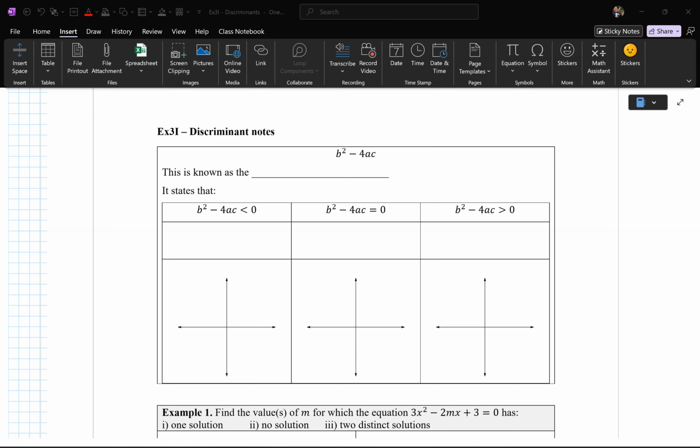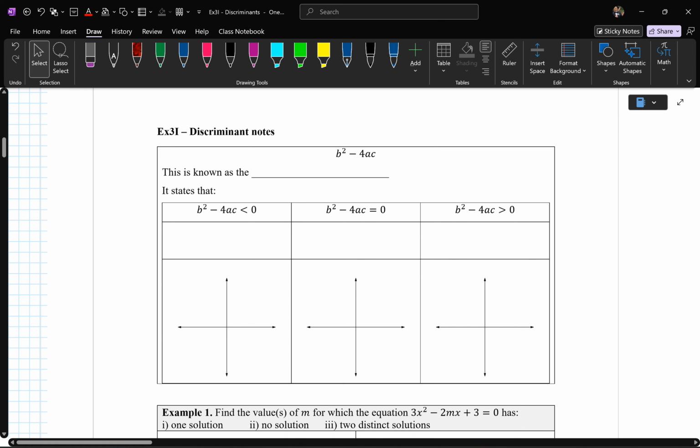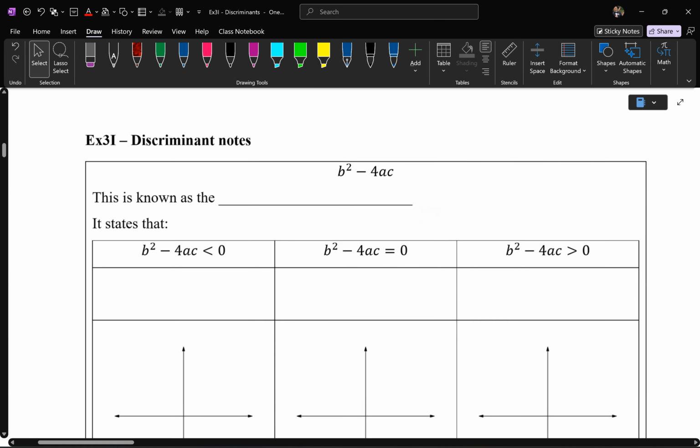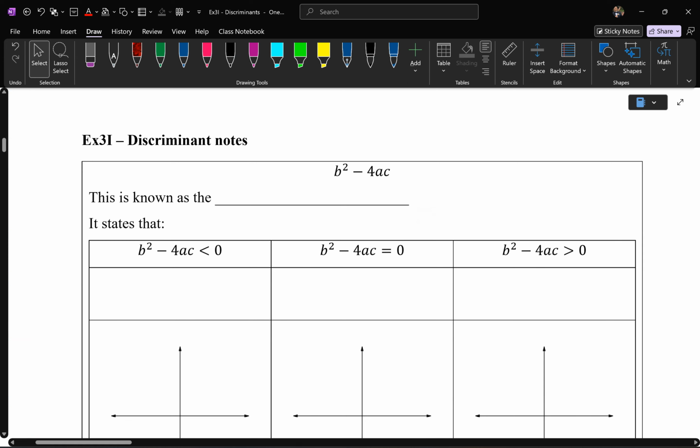Exercise 3I. This is from the Year 11 Methods textbook. Chapter 3I is when it finally ventures into something new, not your typical 9 to 10 stuff. So let's recap just this bit again.